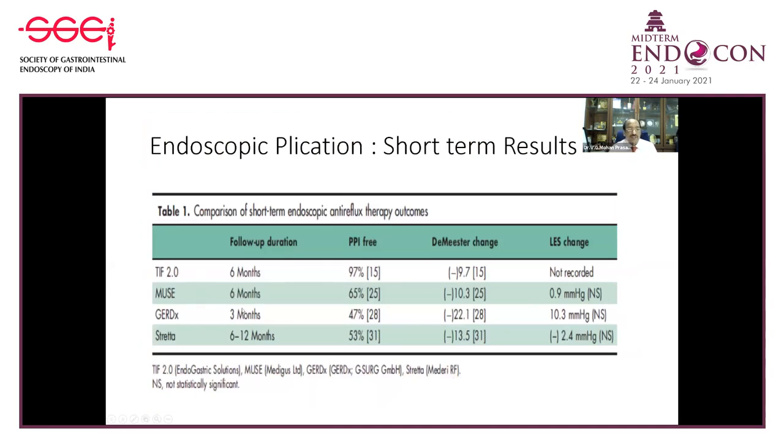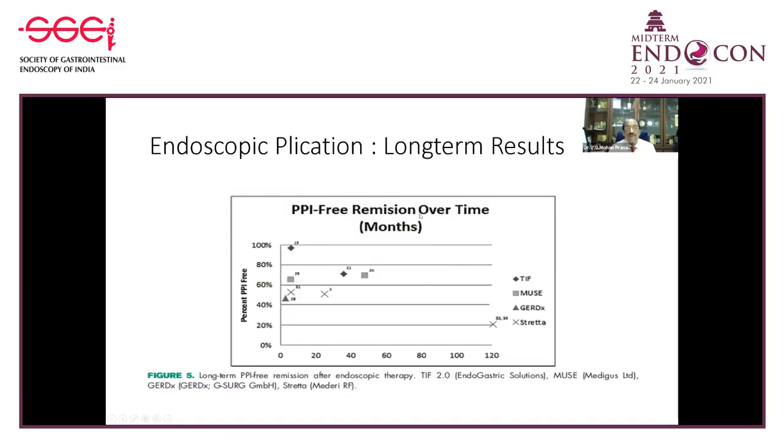The TIF, 6 months, 97% PPI free. Again, the DeMeester score is minus 9.7. All of them have worked, but you see here, 6 months PPI free. The best was TIF, then MUSE, and then only the GERD-X and Stretta. And you see here the PPI-free remission over almost 50 months to 60 months, 5 years. And it is 100%, nearly 100%, somewhere around 90s is TIF. So then comes the MUSE, and then the GERD-X, all of them almost sailing in the same boat, about 50 to 60% success rates, along with Stretta.